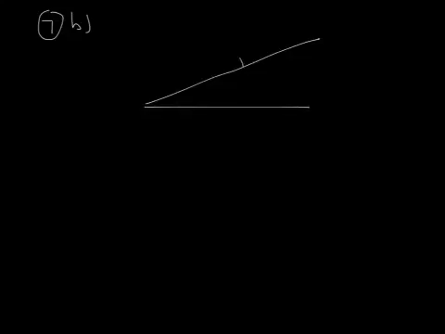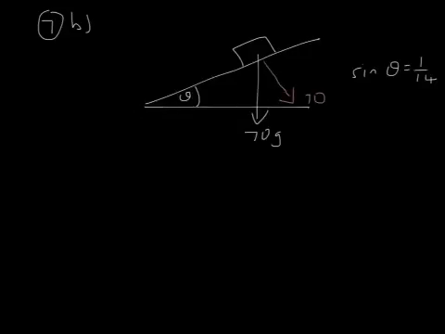In part B of question 7, the cyclist is now cycling down a straight road, and we know that the angle here is such that sine theta is 1 over 14. Now the key to this is to draw a good diagram. So we've got the weight, which is 70g, and we can resolve that weight into the slope and down the slope.